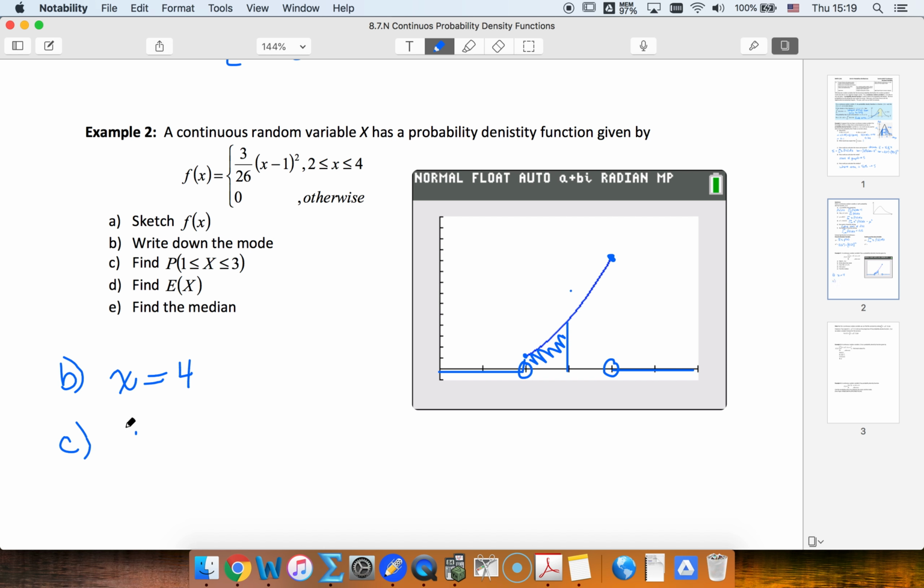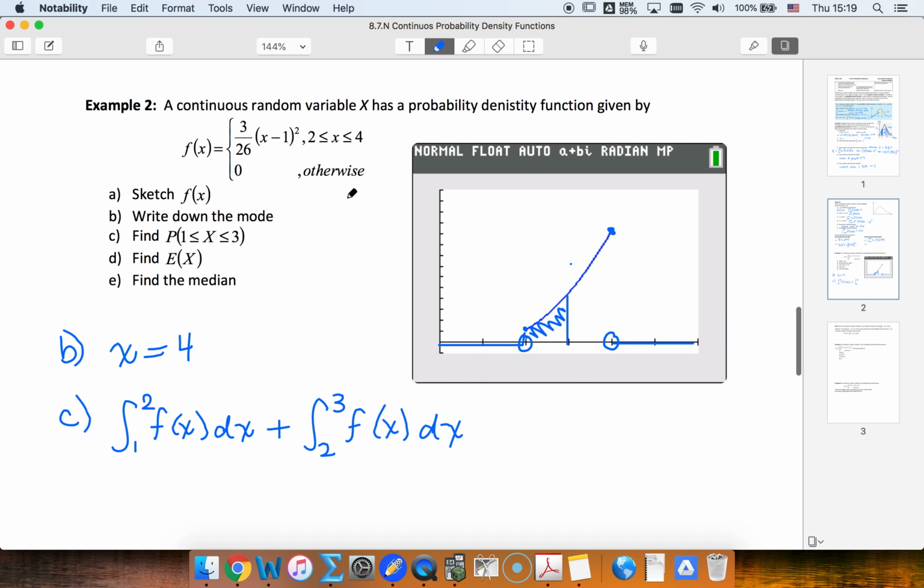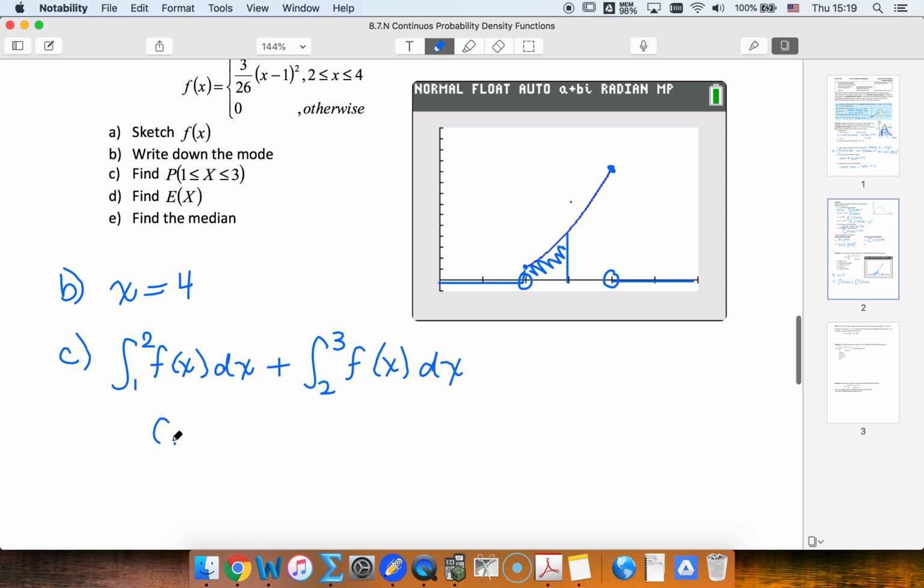So I could say that integral from 1 to 2 of f of x dx plus integral from 2 to 3 of f of x dx. So I can divide up my integrals, no problem. It's just like adding separate areas like I did before with rectangles and triangles. So I get that the probability from 1 to 3 is about 0.269.